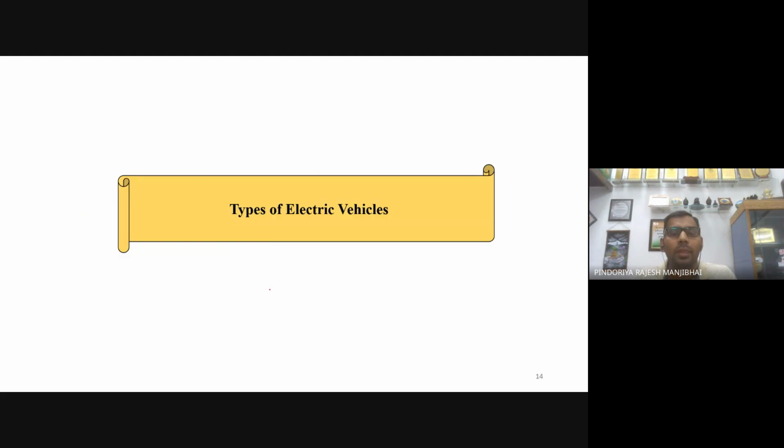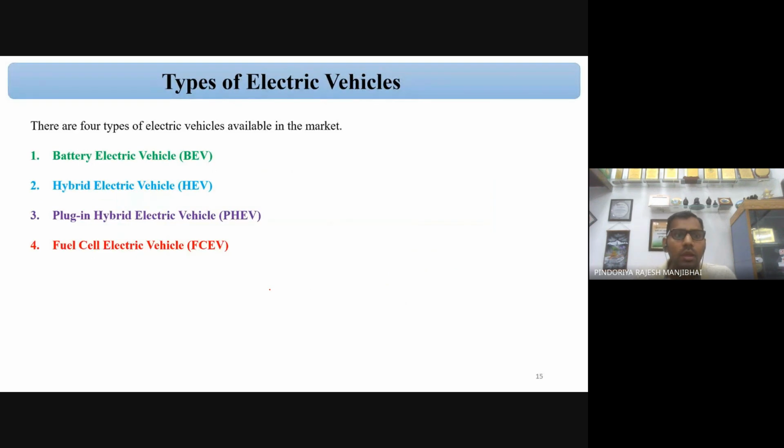Okay. So next topic, there is a type of electric vehicles. How many types of electric vehicles are available in the market? Normally we have 4 types of electric vehicles. First one is a totally 100% battery operated electric vehicle. Second one is an IC engine plus battery operated vehicle. Then we can say the hybrid electric vehicle.